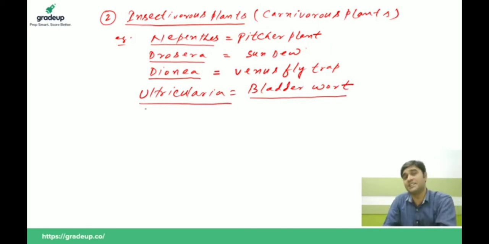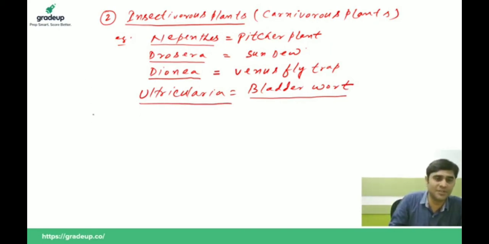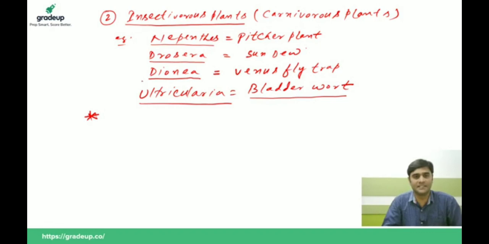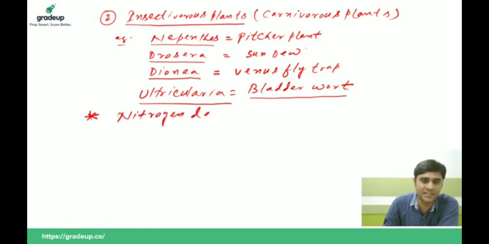Now the question is, insectivorous plants grow in which type of soil? In the options, maybe Nepenthes, pitcher plant, Drosera, sundew. So very important, please remember. Insectivorous plants grow in such a soil which lacks nitrogen. So insectivorous plants grow in nitrogen deficient soil. This is very important, nitrogen deficient soil.